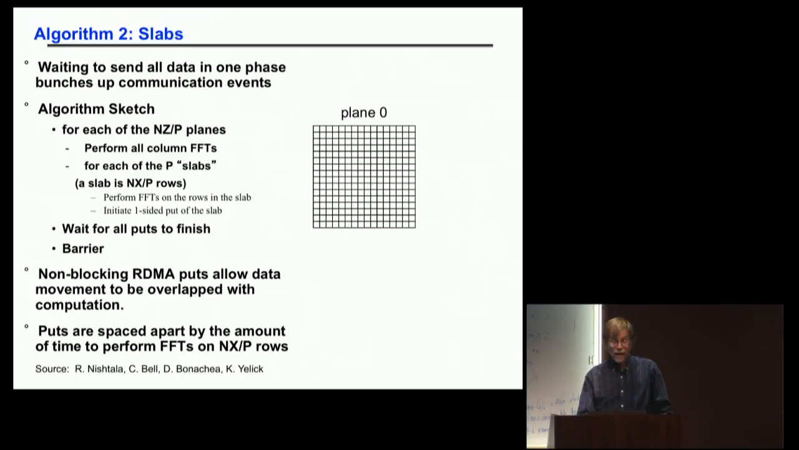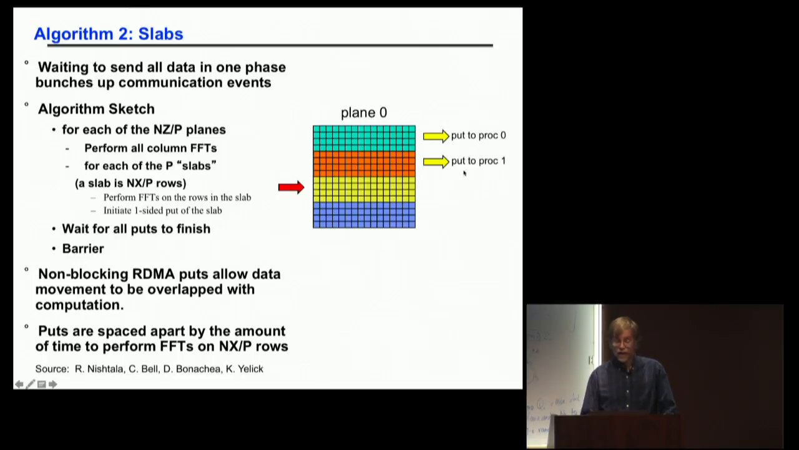So now let me, instead of doing it this way, organize it so I break it up into smaller pieces. So here I have n over z, nz over p of these different planes. I'll start by doing all the column FFTs, and then I need to do all of these FFTs on the rows. And so what I'm going to do is I'll start with that one, and as soon as I'm done, I'm going to start sending it to processor 0 and begin doing all the FFTs of those rows. And as soon as they're done, I'm going to send those to processor 1, begin doing the yellow rows, and then pipeline it in that fashion.